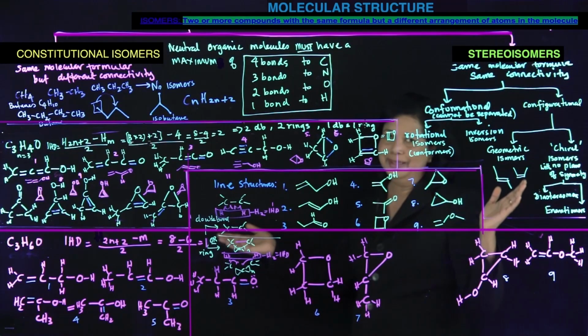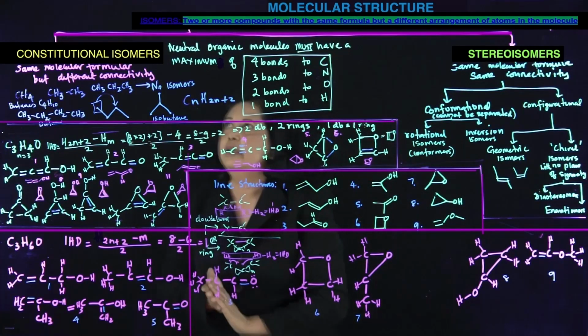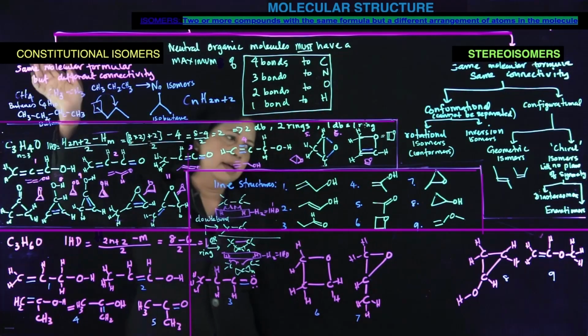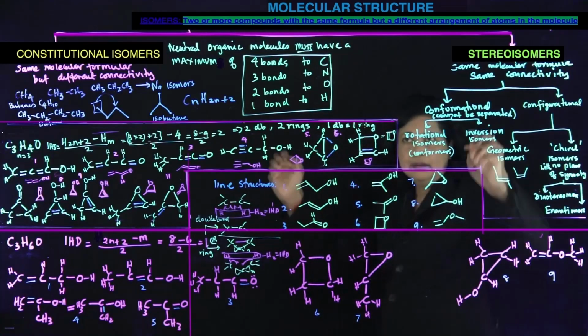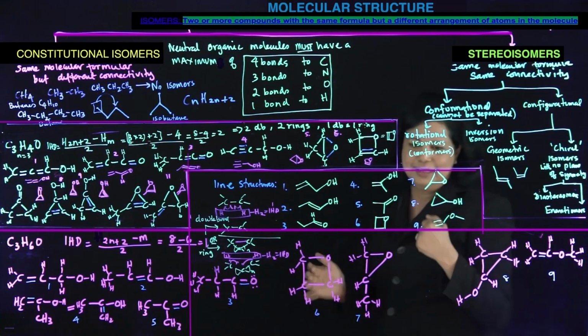And that's your goal. Make sure that you practice some constitutional isomers. We're trying to change the constitution here. Isn't that really important? Okay, so let's put some effort into it.